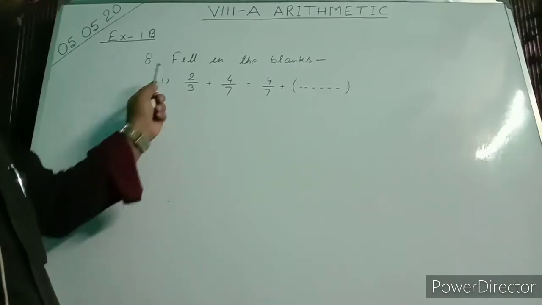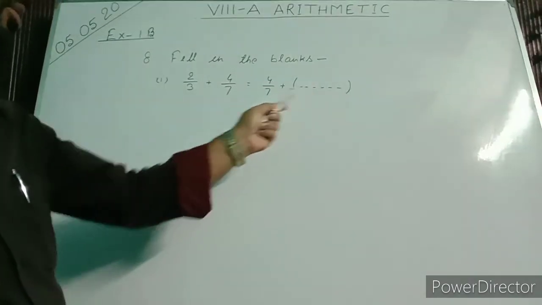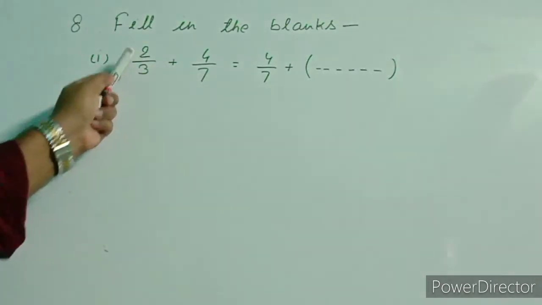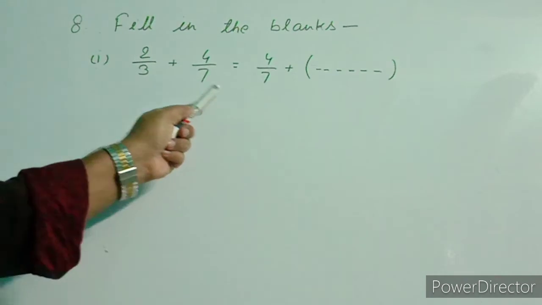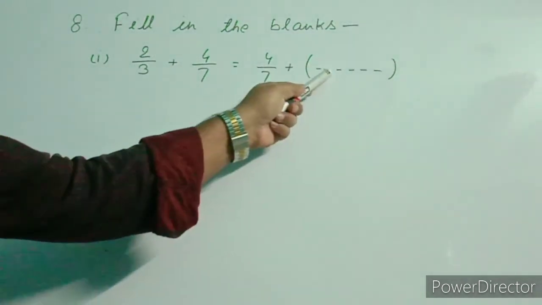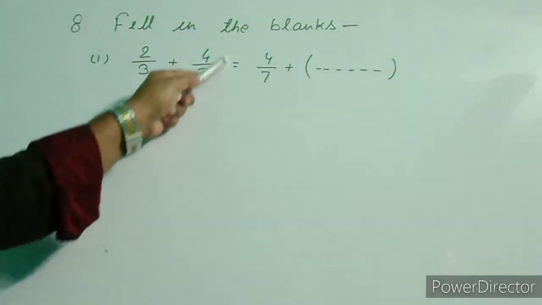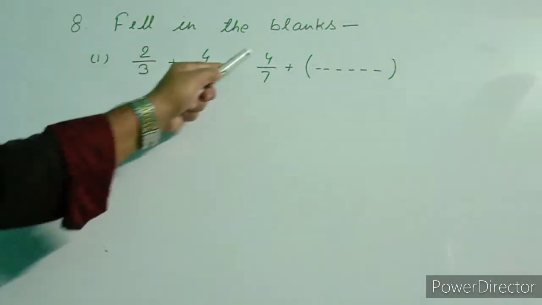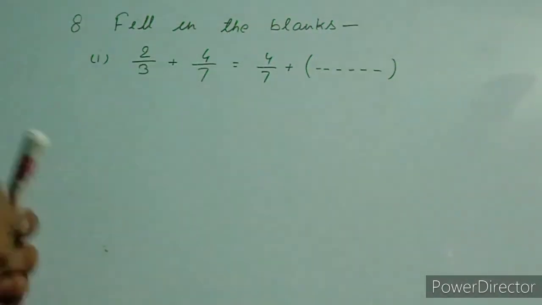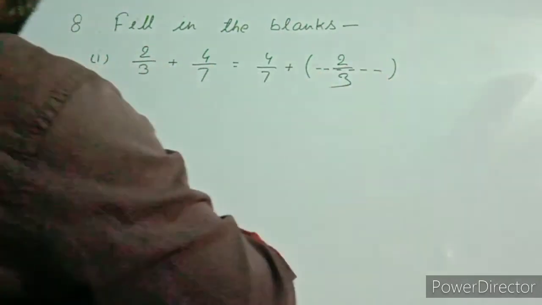In question number 8, fill in the blanks. This blank is here. We are asked to fill here. What will you fill? On this side in LHS, we are seeing 2 by 3 plus 4 by 7. And in RHS, 4 by 7 plus dash dash dash. So what will you fill in the dash? You see, in this portion, what is left? 4 by 7 is already written here. This 2 by 3 is left. So in the empty place, you will write 2 by 3.